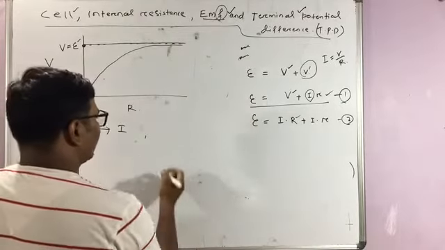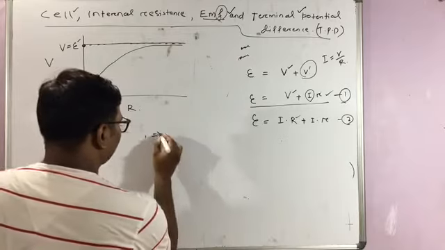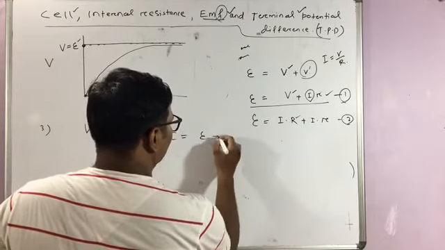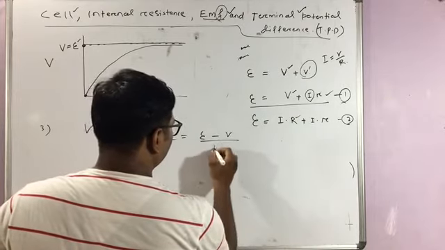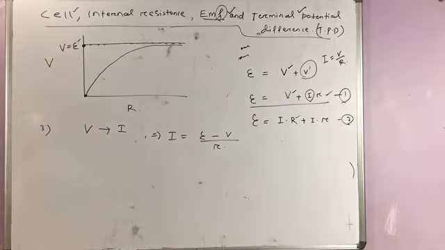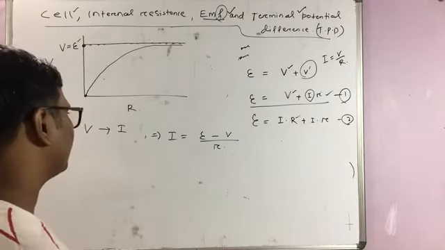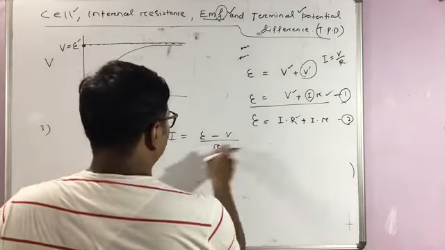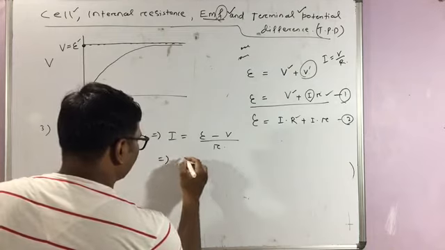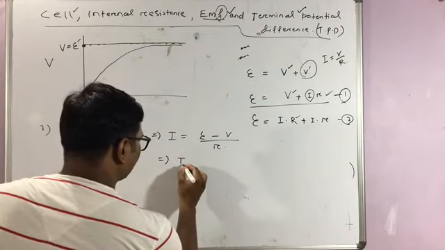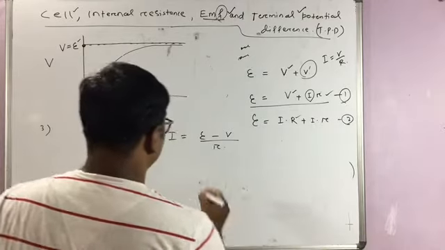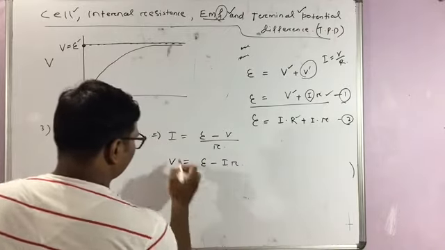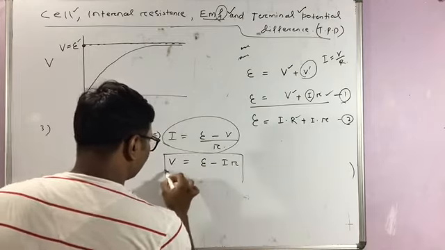That equation is E equal to V plus IR, which implies I is equal to E minus V by R. Or we can modify that equation to V is equal to E minus IR. Either you can use this equation or you use this equation.